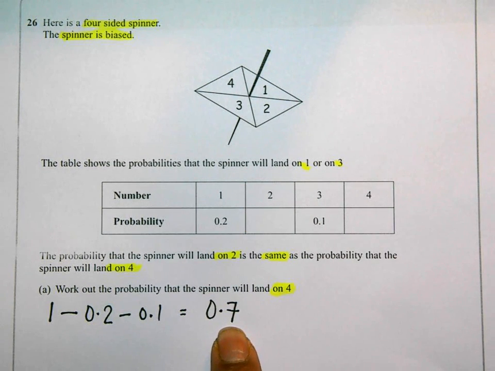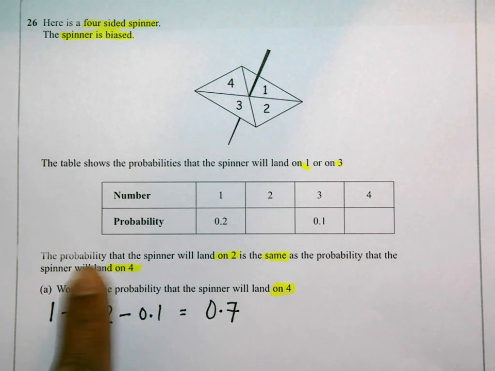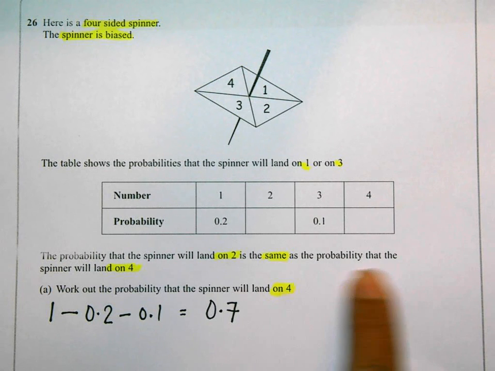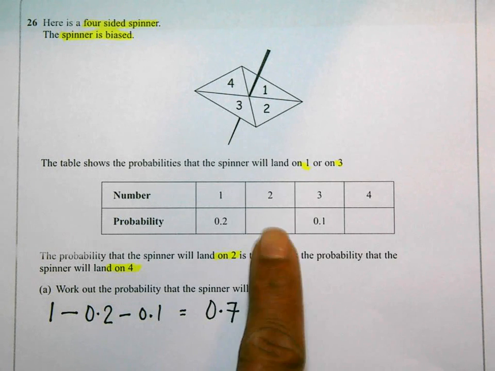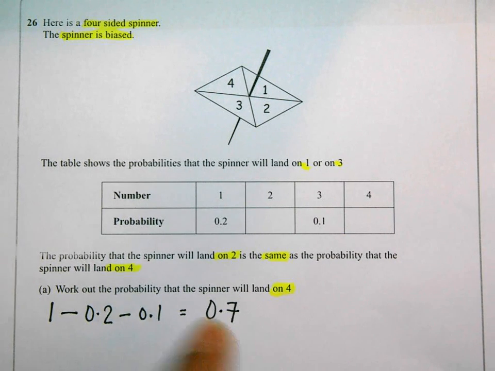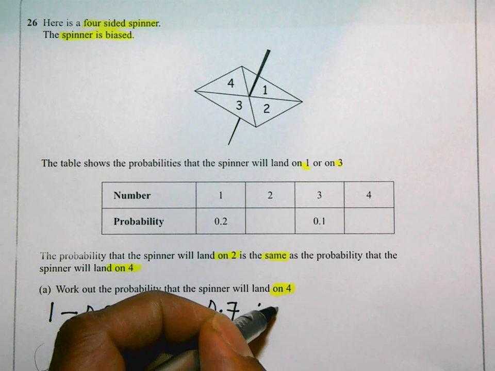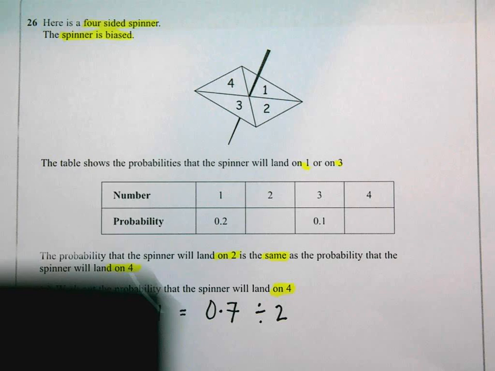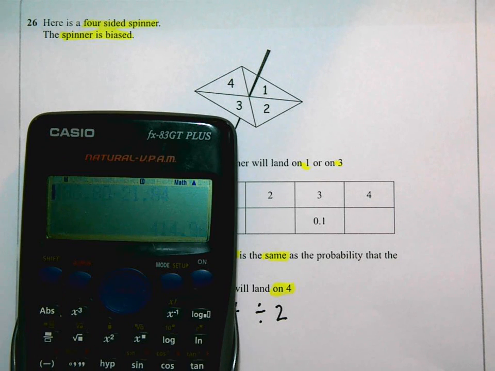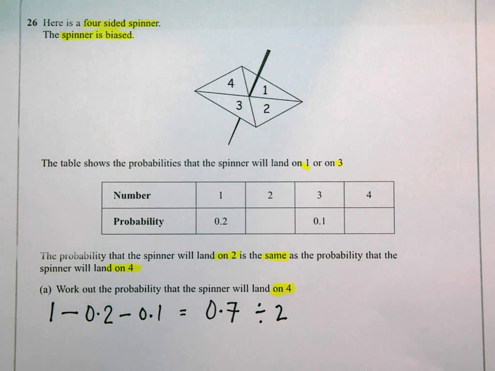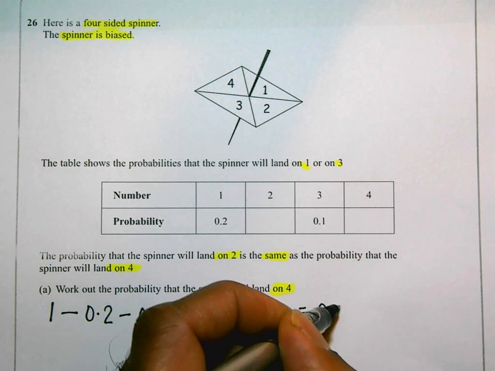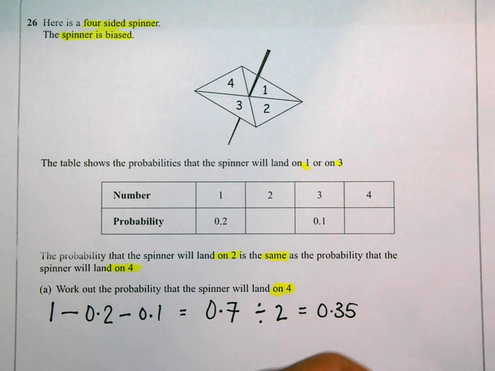However, they've said to us that the probability that the spinner would land on 2 is the same as the probability that the spinner would land on 4. So those two are exactly the same, and they add up to 0.7. So what I need to do is to share 0.7 into 2 equal bits. 0.7 divided by 2 is going to give me 0.35. It's going to be 0.35 for each. And I've written that in the answer space there.